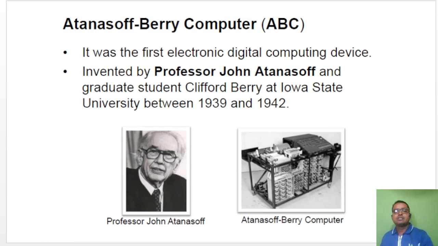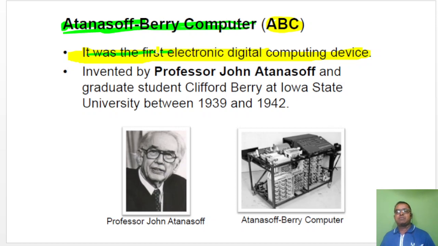Next, Atanasoff-Berry Computer, ABC. Short form, abbreviation. Remember this one. ABC means what? Atanasoff-Berry Computer. It was the first electronic digital computer. It was the first electronic digital computing device. Which is the first electronic digital computing device means what?